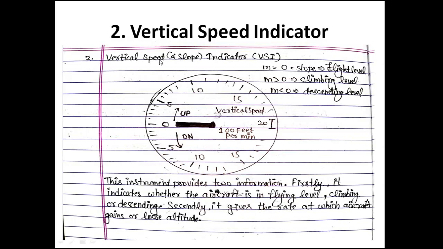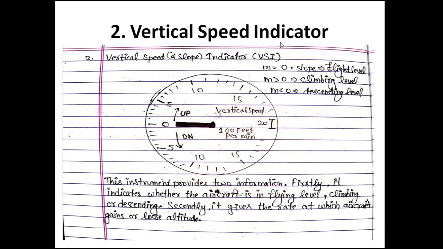Vertical speed indicator, or slope indicator, VSI. Now, this instrument provides 2 pieces of information. Firstly, it indicates whether the aircraft is flying level, climbing or descending, meaning whether your aircraft is in level flight, climbing which means gaining height, or descending which means losing height. Secondly, it gives the rate at which the aircraft gains or loses altitude. So you get two pieces of information.